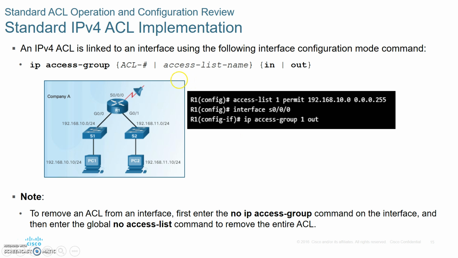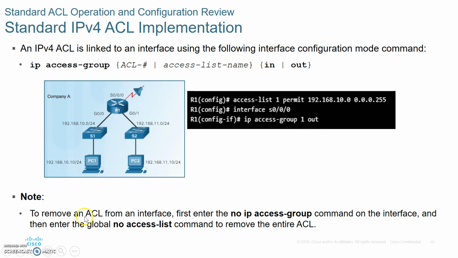So after creating your access control list, to apply it on the interface, you use the IP access-group command in the interface configuration mode. So go to the interface that you want to apply it on and then run ip access-group, the number that tallies with the access control list, and then the direction, whether it is in or out.